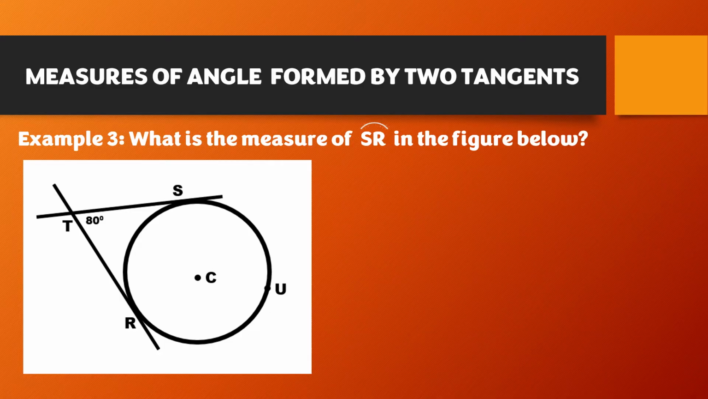For example number 3, what is the measure of arc SR in the figure below? We have here circle C, and line RT and line ST are the two tangents of circle C. So here, the given is the measure of angle STR, which is equal to 80 degrees. Angle STR is the angle formed by the two tangents, and we're going to find the measure of arc SR.